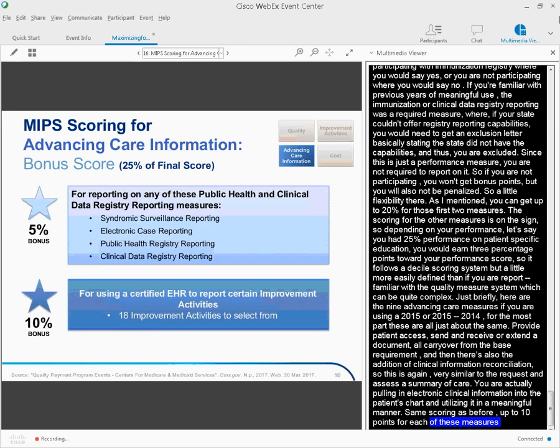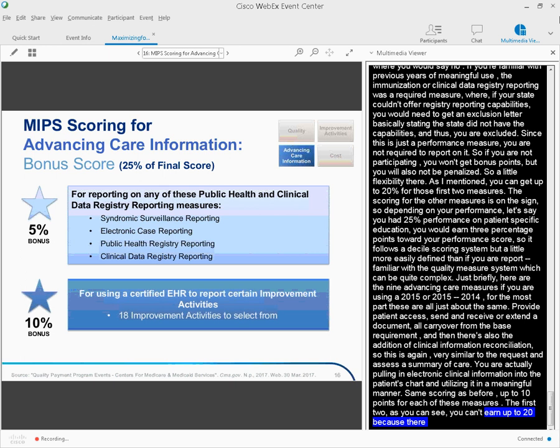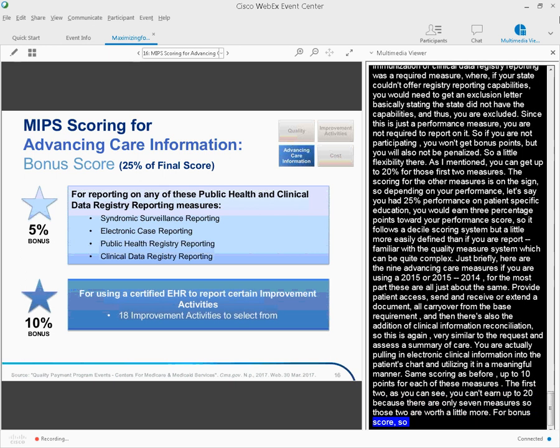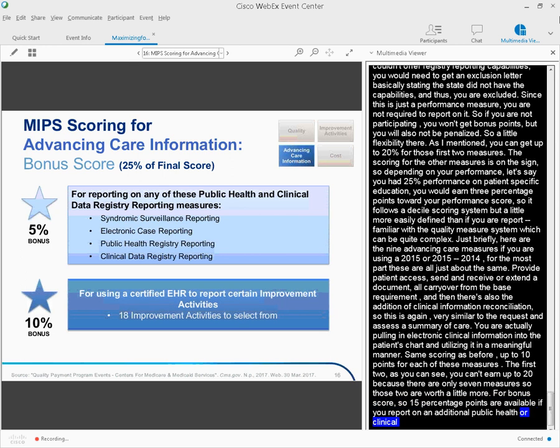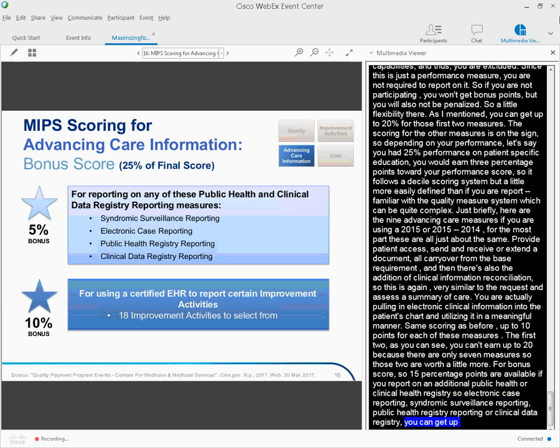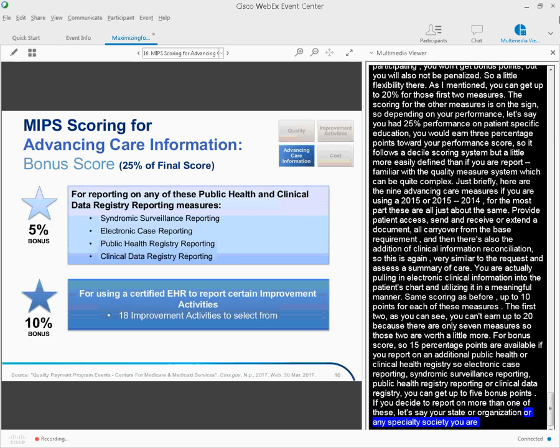For bonus score, 15 percentage points are available if you report on an additional public health or clinical data registry, so syndromic surveillance reporting, electronic case reporting, public health registry, or clinical data registry. You can get up to 5 bonus points. If you decide to report on more than one of these, let's say your state or your organization or any specialty society you're working with has capabilities to allow you to report on multiple, you can only earn 5 bonus points. If you report on more than one, it doesn't get you any additional points outside of the 5.